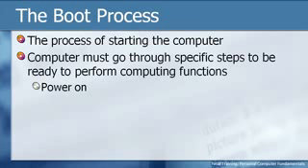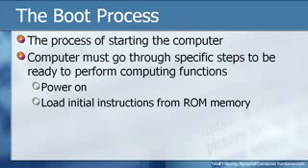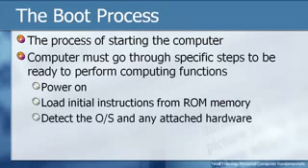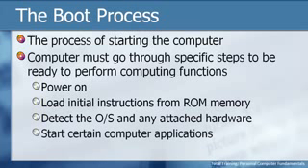When you power on the computer, this process starts. The computer will load initial instructions from the ROM memory, detect the operating system and any attached hardware, start certain computer applications that it needs in order to get ready to work, and then you're all ready to go. Now this, of course, is a simplified explanation of what goes on. It can be very, very detailed, but for our purposes, we can narrow it down to these 4 things. Powering it on, loading initial instructions from ROM, detect the operating system and hardware, and then start certain computer applications.